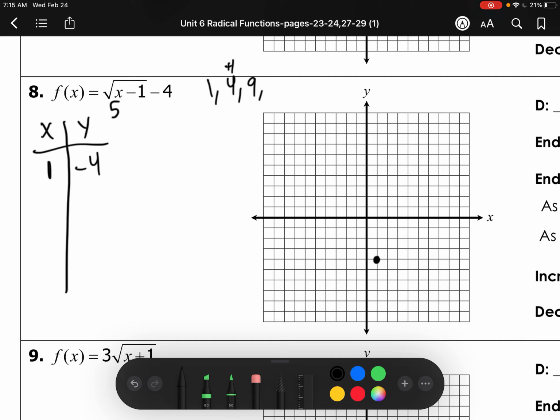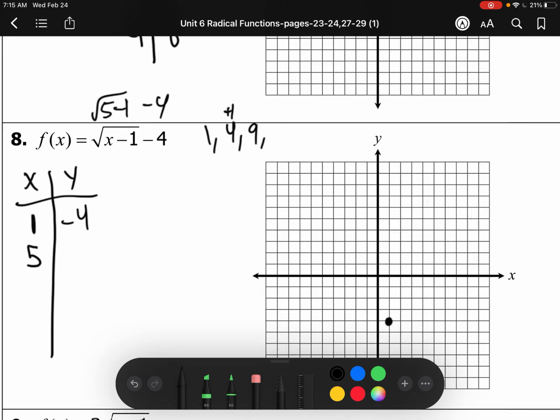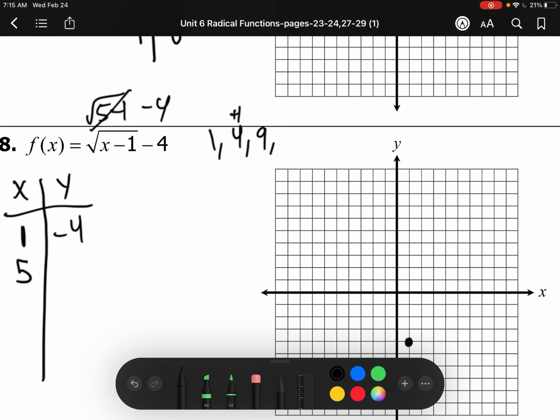So if I were to plug in 5 into this function, I would get 5 minus 1, which is equal to 4. The square root of 4, right? So then I could do that. So the next value that you want to plug in here is not actually 4, but 5. Because then you would get the square root of 5 minus 1 minus 4. Square root of 5 minus 1 is the square root of 4, which is 2, minus 4, which is negative 2.